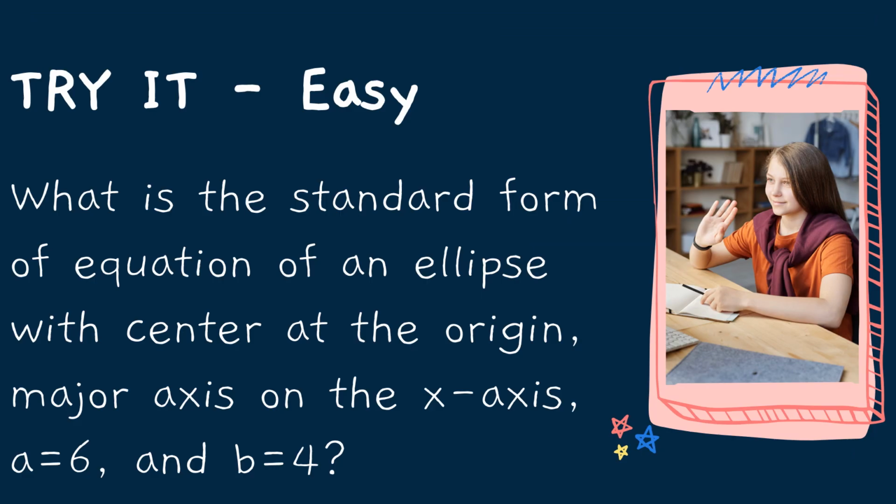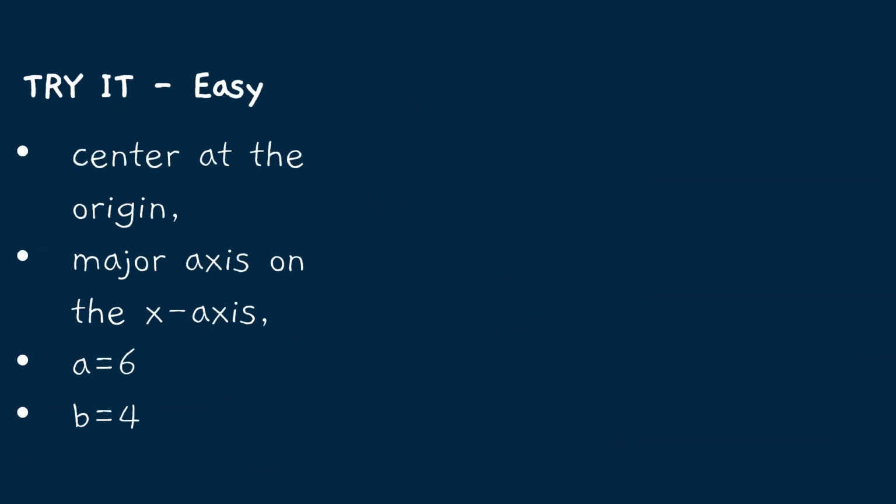Okay, so let us first try the given example, the easy part. What is the standard form of the equation of an ellipse with center at the origin, major axis on the x-axis, and a is equal to 6 and b is equal to 4? So remember, there are different properties or parts that are needed in the standard equation of an ellipse. So let us now solve for the standard equation.